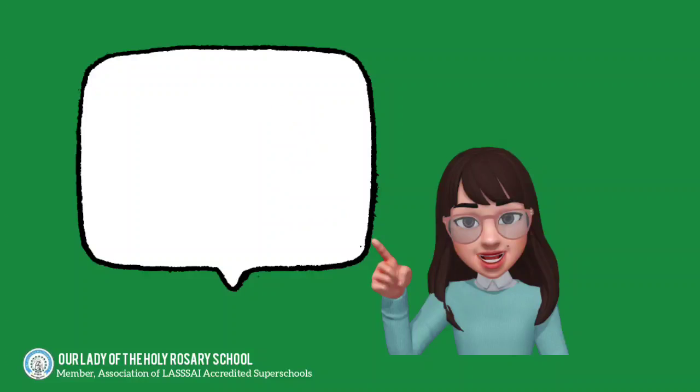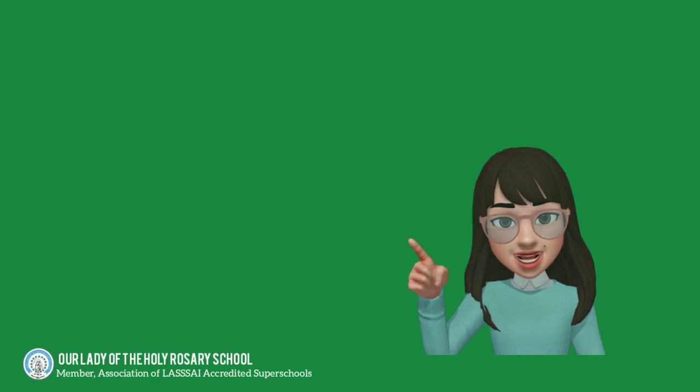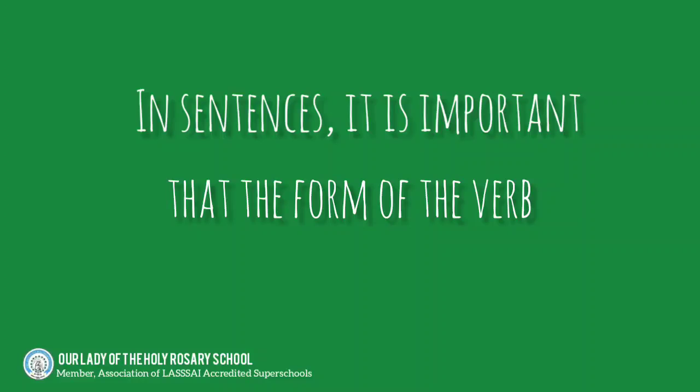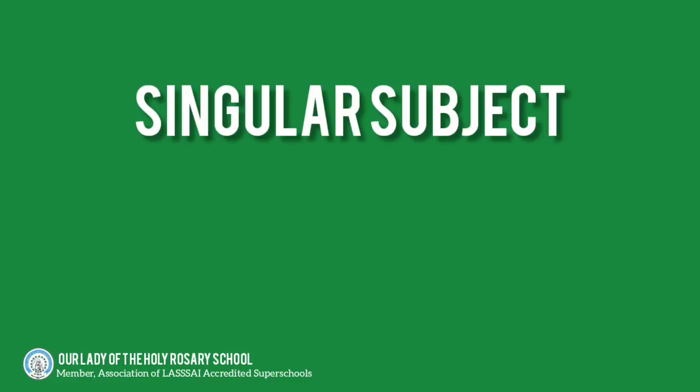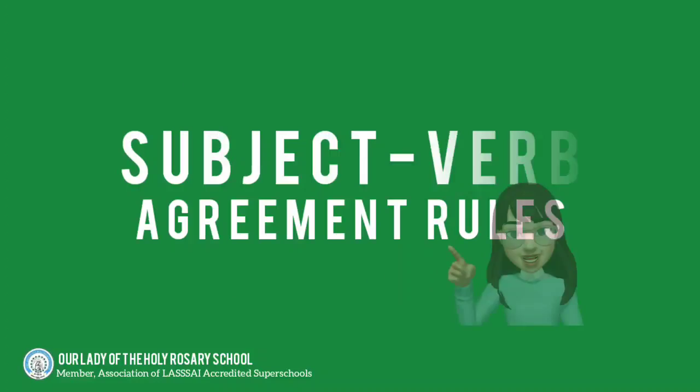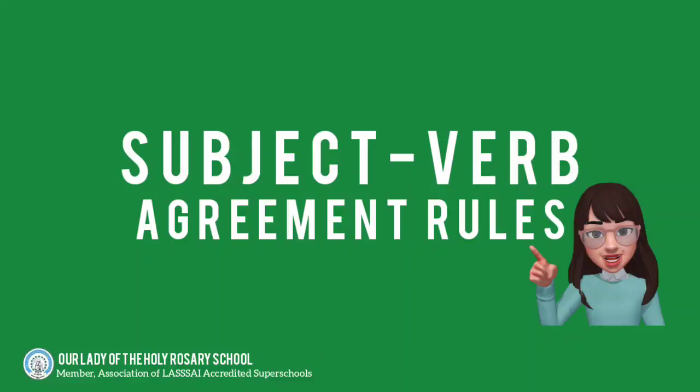Today's lesson is about subject-verb agreement rules. In sentences, it is important that the form of the verb matches the number of the subject. This means a singular subject takes a singular verb and a plural subject takes a plural verb. Let us now go over some of the subject-verb agreement rules.